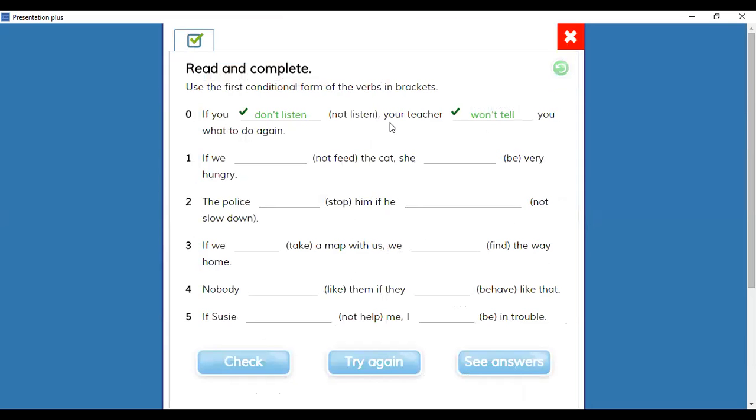Pueden ocurrir dos cosas. This can happen. It can happen that maybe the condition is negative and maybe the result is negative. Okay. So when that happens, for example, here in number 5, we have if está aquí, por lo tanto, if this is the condition and is negative. Vamos a ver qué hay que hacer. Dice, if Susie, condition and negative, is present simple negative. ¿Cuáles son los auxiliares de present simple cuando está negative?